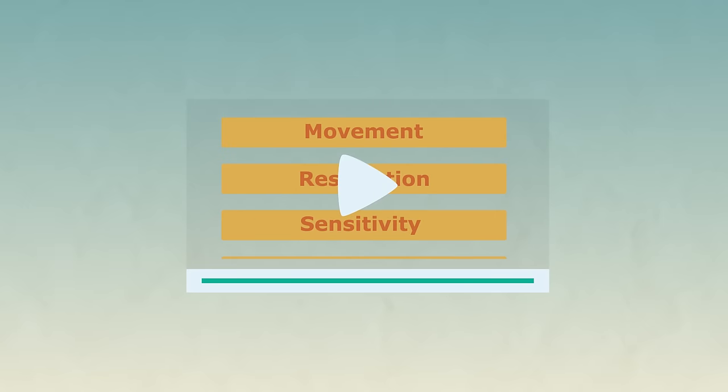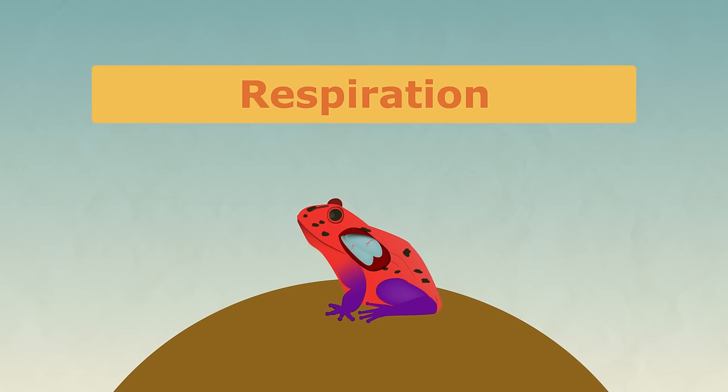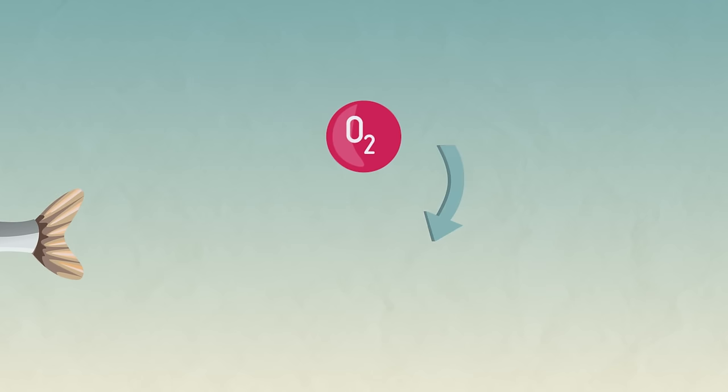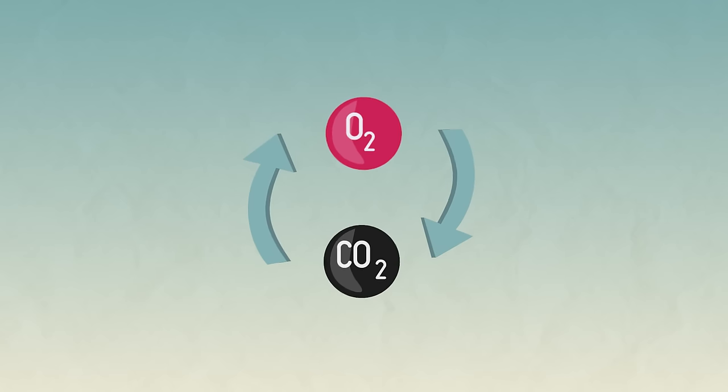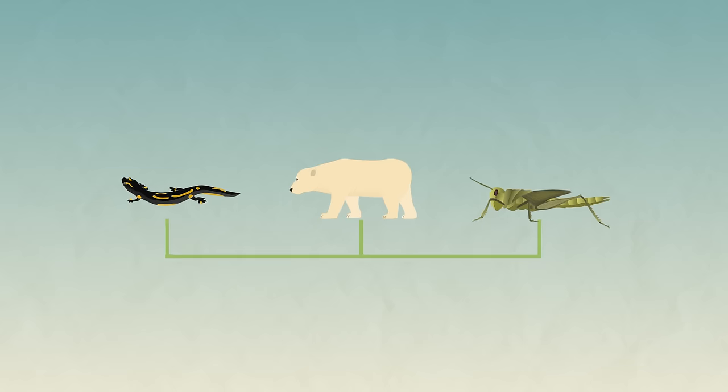As already explained in a previous video on the seven life processes, respiration is carried out by all living things. Animals need oxygen to carry out aerobic respiration, and they need to get rid of the other waste product called carbon dioxide. This is called gas exchange, swapping one gas for another. Animals have evolved different mechanisms for carrying out gaseous exchange.